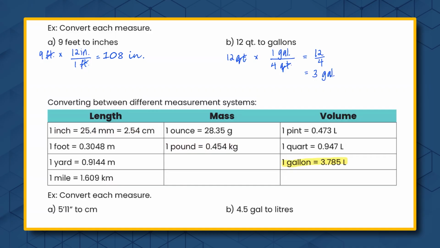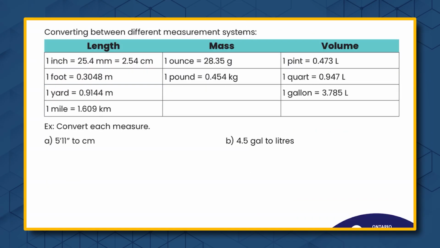So let's practice how to do that, going from the metric to the imperial system, or maybe the other way around. In our first example, A, we have 5 feet, 11 inches, and we want to convert that into centimeters. It's interesting to note that in 5 feet, 11 inches, there are 2 different units here. We have feet and we have inches. Ideally, we only want to work with just 1 unit. So let's convert 5 feet, 11 inches into inches.